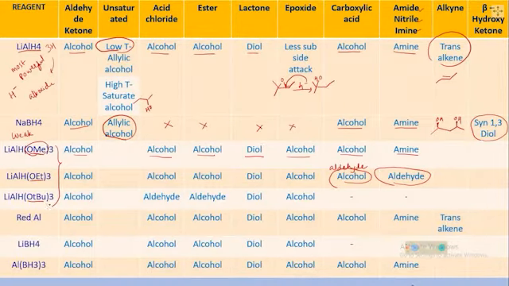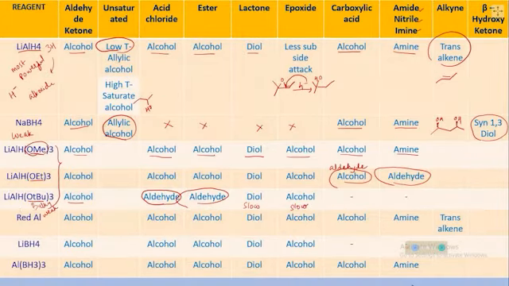Lithium aluminum tri-tertiary butoxyhydride. It is a bulkier reagent as well as a weak reducing agent. It reduces aldehyde and ketone to alcohol. Acid chloride is reduced to aldehyde. Ester is reduced to aldehyde. Lactone is reduced to diol, which is very slow. Epoxide is reduced to alcohol, and this is a slow process.